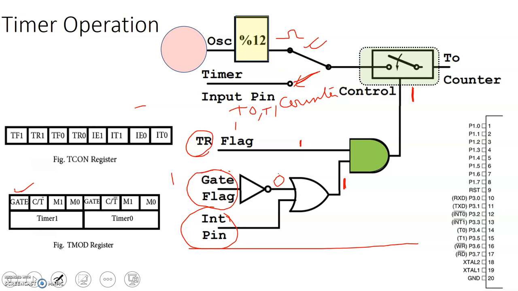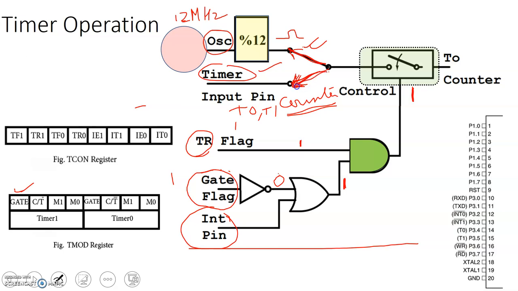So this is the oscillator which is producing clock pulses at 12 megahertz. It is divided by 12, so we get one pulse after every 12 pulses of the oscillator here. If we want to use the 8051 in timer mode, then this needs to be connected, and it will act as a timer. If we want to use the 8051 microcontroller in counter mode, then this needs to be connected. So this is a switch, basically either it could be connected here or here.